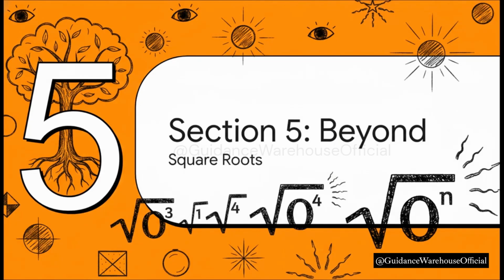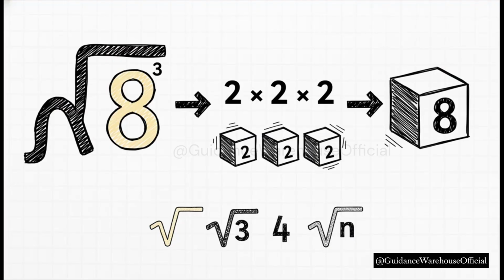So far, we've pretty much lived in the world of square roots. But this whole system works for any root you can possibly imagine. So let's expand our horizons a bit. We can have cube roots, right? They just ask what number multiplied by itself 3 times gives you the radicand. So the cube root of 8 is 2, because 2 times 2 times 2 is 8. And this goes on forever. 4th roots, 5th roots, any nth root you want. The little index number just tells you how many times to multiply.